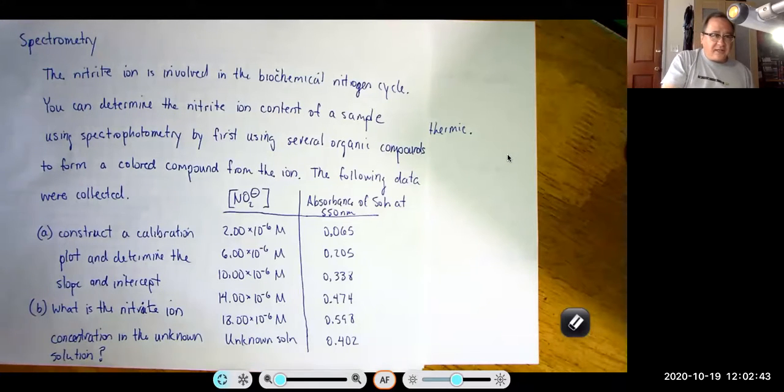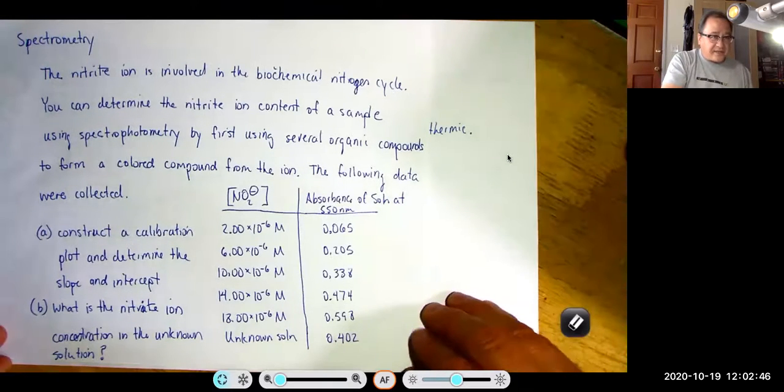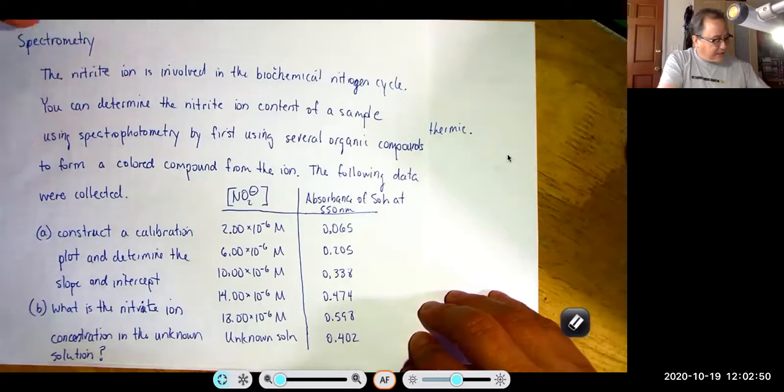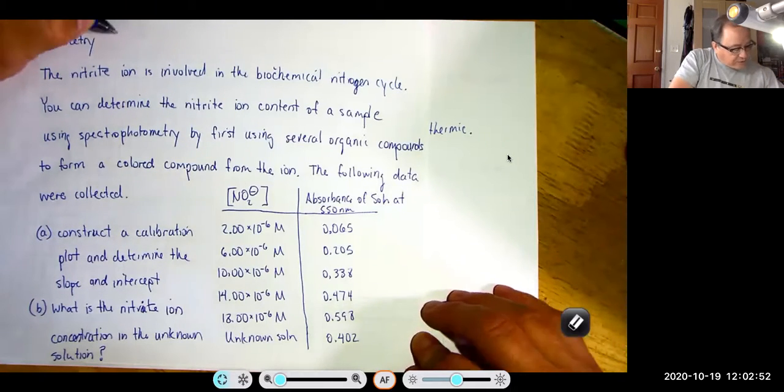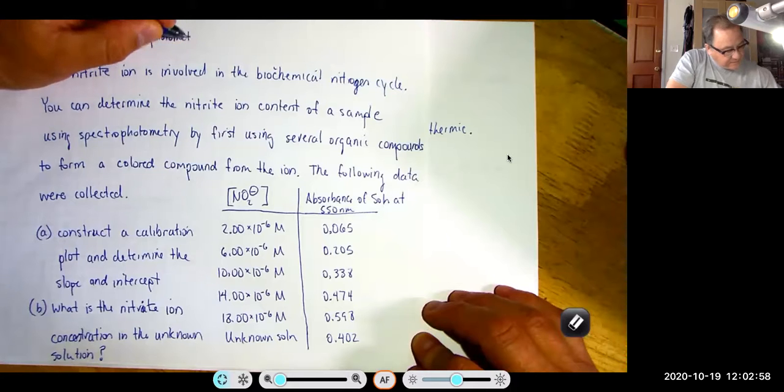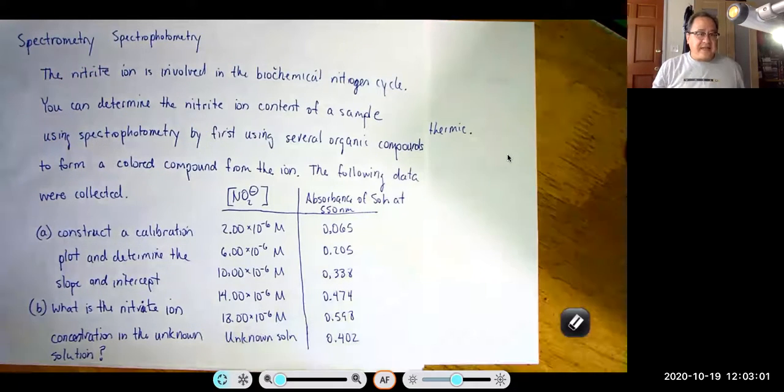Okay, so this next section is about spectrometry. Specifically, in this book, they're talking about spectrophotometry. And basically, that's using light to analyze chemical reactions or solutions or things like that.